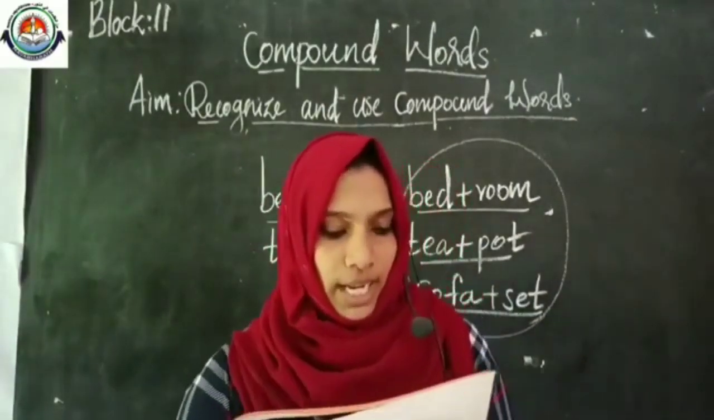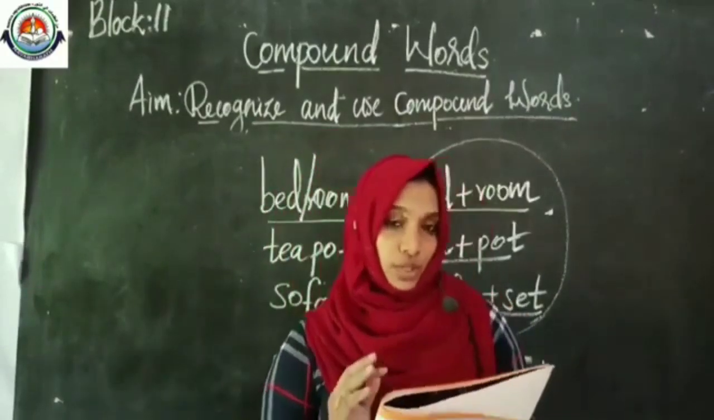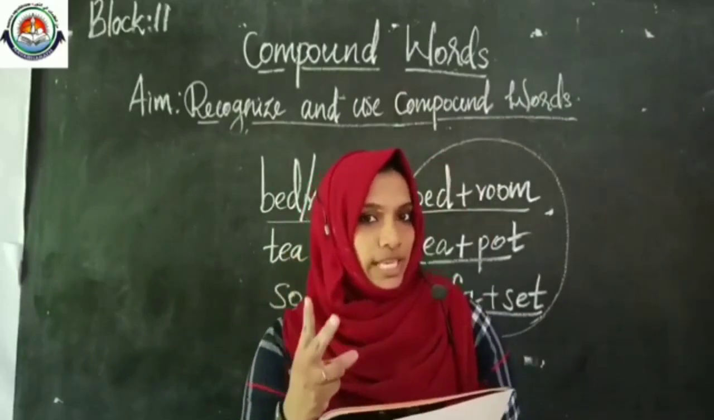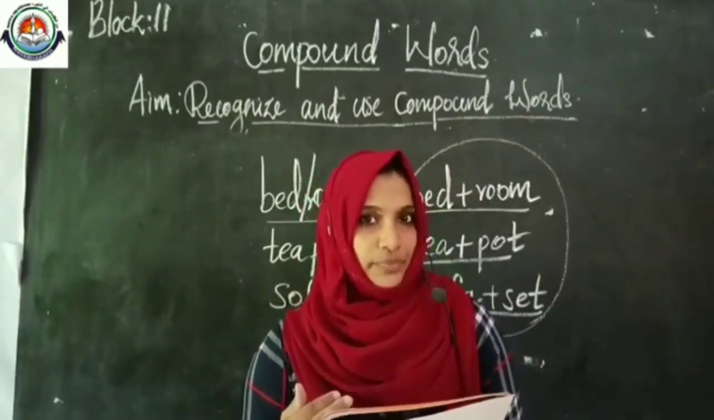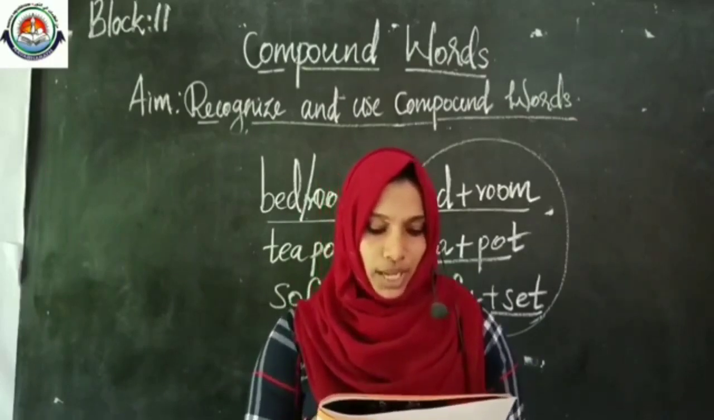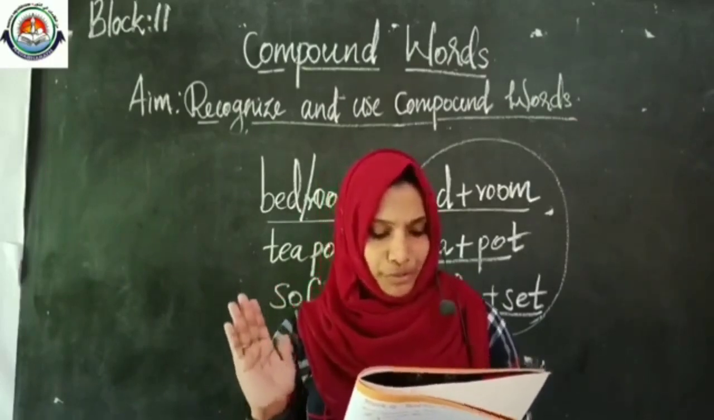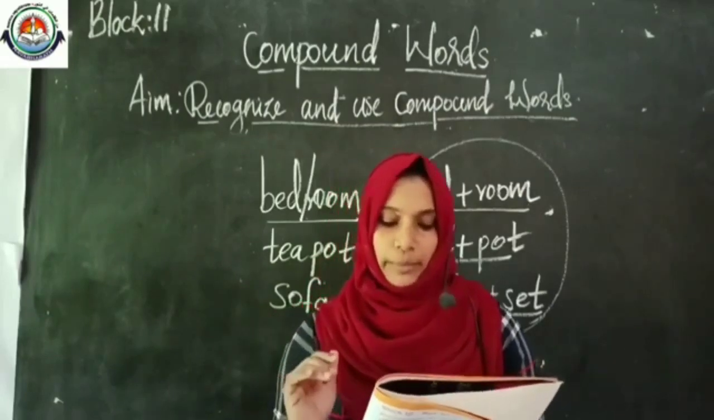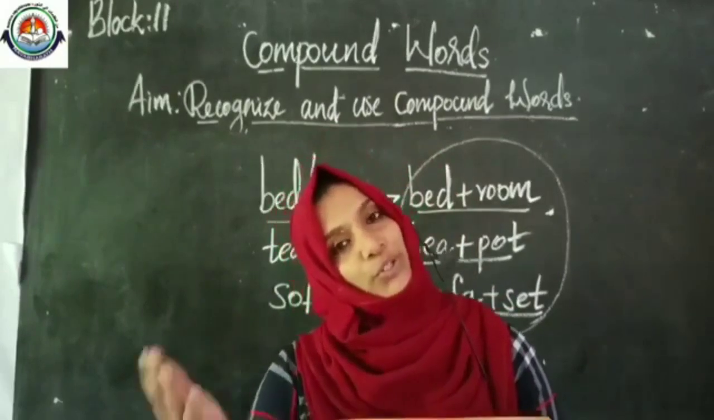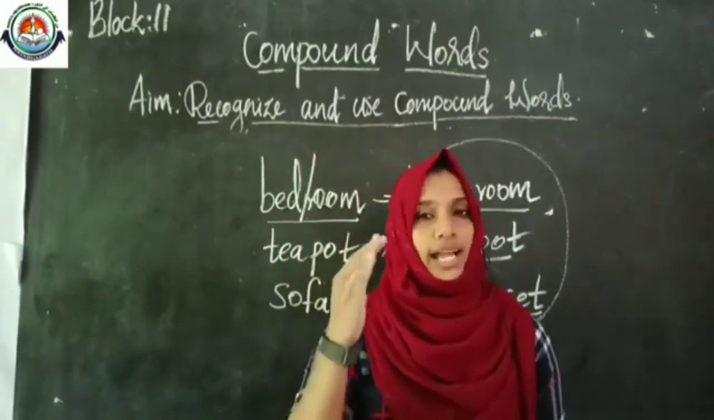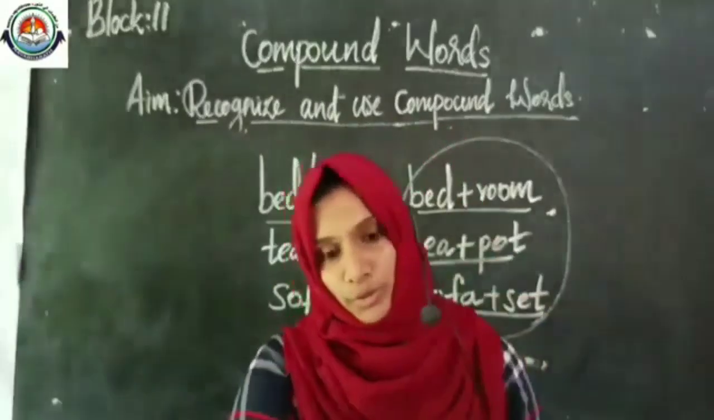Then 3, write sentences with the given compound words. So here you will make 2 sentences with the given compound words. What are they? That are toothbrush and footprint. Then 4, think of 2 more compound words and make sentences with them. So here you can find out 2 more compound words and try to make 2 sentences with those compound words.